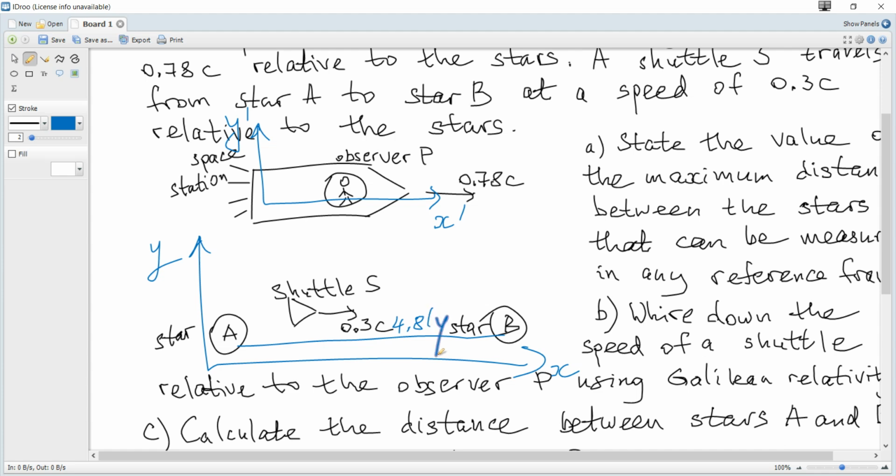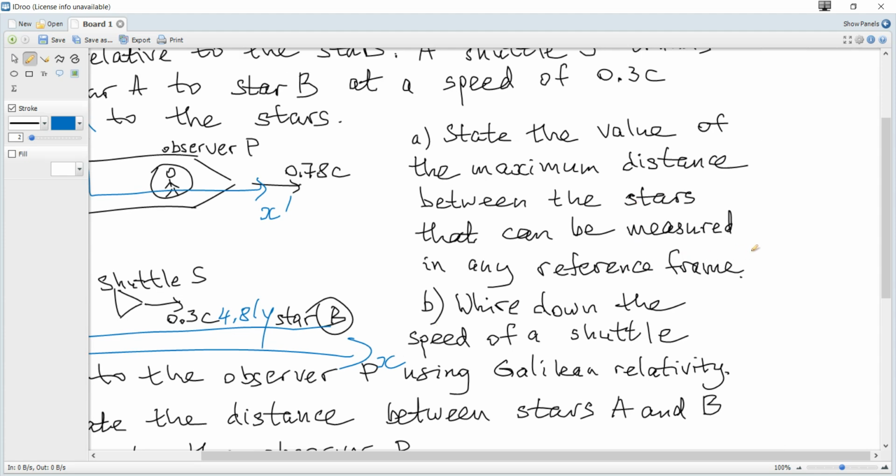This distance is 4.8 light years in the reference frame where the stars are stationary, and hence it's a proper length, which is the least possible distance. For example, the observer P will measure a contracted distance, which means a value less than 4.8. So the answer for A is just 4.8 light years.